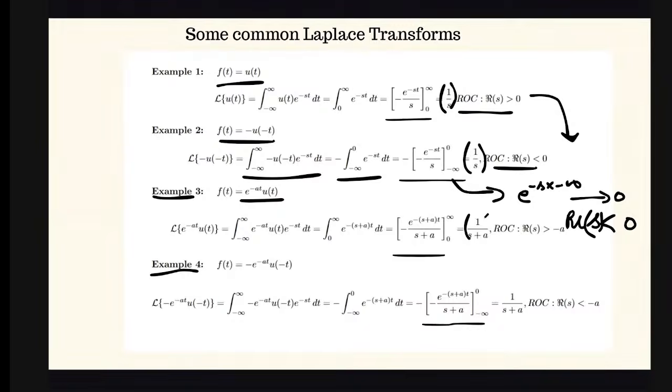So do remember one major thing, by the way. Different functions can have the same Laplace transform, but the region of convergence is different. So both the region of convergence and the Laplace transform are the things which need to be specified for a given function. So I hope that's clear.